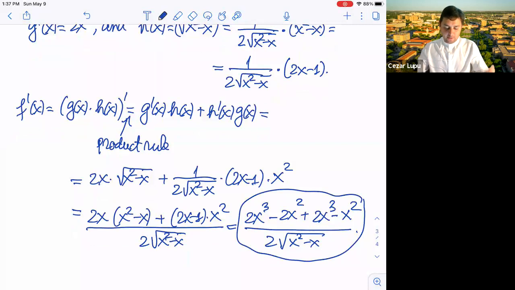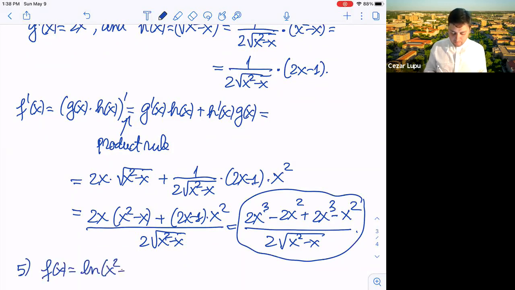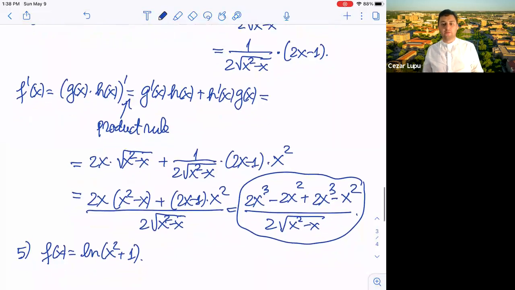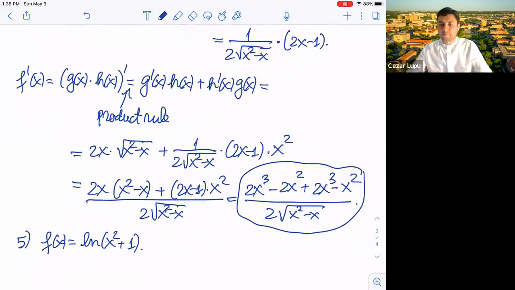All right, let's see another one. The fifth question was to find the derivative of this function, ln of x squared plus 1. How to find the derivative of this one? What would you do here?